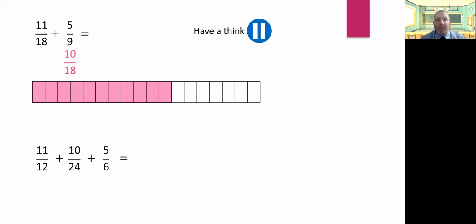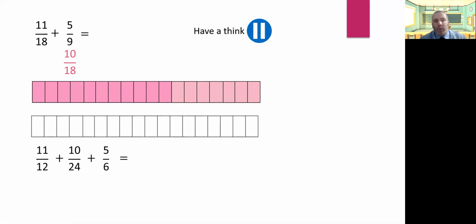So I've got my 11 there, adding the next ones in. I need a new bar because I've filled that bar up. I'm going to add in the rest as well. So that gives me in total 21/18. I'm not going to leave it like that.